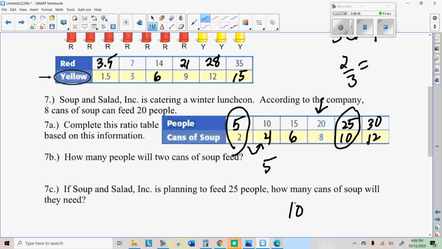10. Okay, now just so you know, you could take any of these ratios, like you could take this 5/2, and you could do the proportion thing also. So 25 people would go on top, and find that missing number right there, and you got it that way also.